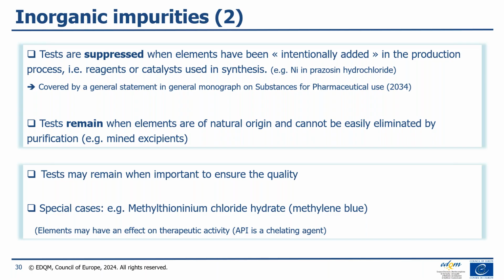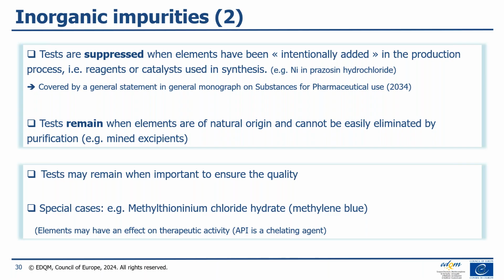The tests for those elements have been suppressed when they have been intentionally added, such as in the case of the reagents or the catalyst used in synthesis. In the case of the prazosin hydrochloride monograph, the test for nickel has been deleted. It is now covered by the ICH Q3D guideline. There is also a general statement given in the general monograph Substances for Pharmaceutical Use to put a framework for this.